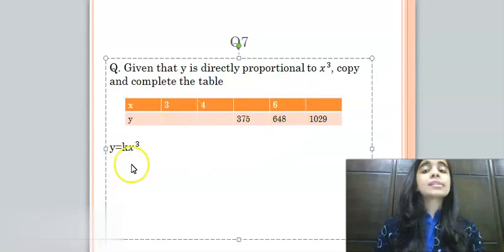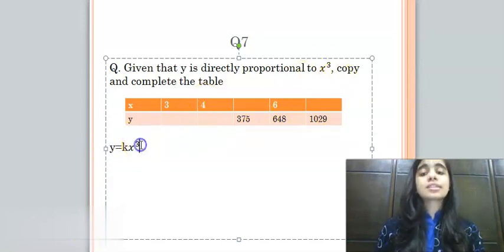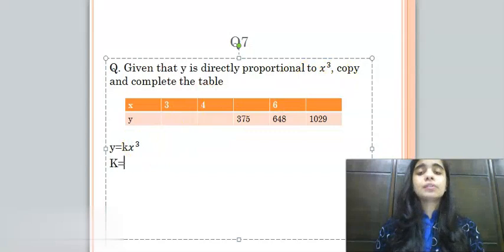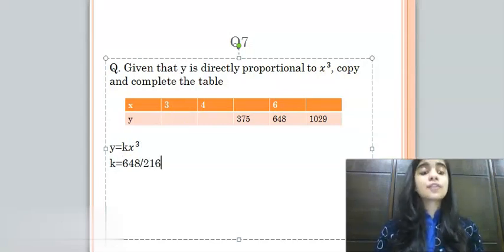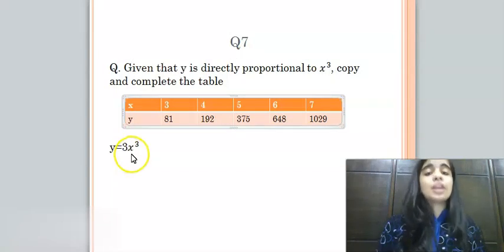So if we plug in 6 in place of x and 648 in place of y, 6 cube will give me 216. So k will be 648 divided by 216. So what is 648 divided by 216? That is 3. So y is equal to 3x cube will be our equation.